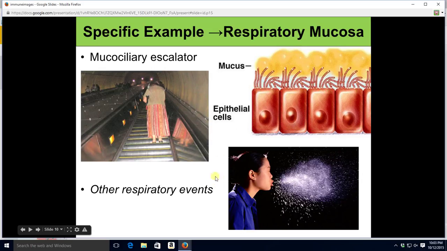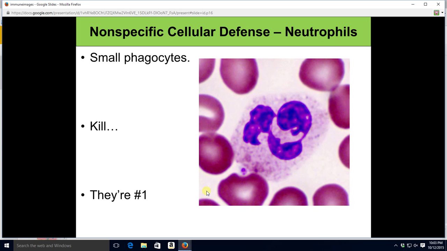So, other respiratory events. We have expulsive events in our respiratory tract. Sneezing and coughing are other mechanisms that we're going to use to rid our tract of pathogens. All right, that's our example. Let's keep on going. Let's talk about some non-specific cells. Of course, we remember this polymorphonuclear leukocyte here. This is a neutrophil. Look at its awesomely multi-lobed nucleus. They're small, they're phagocytic, they are bacterial killers.